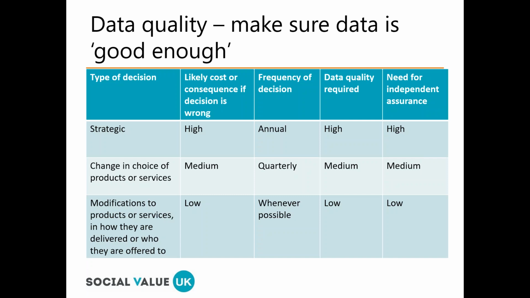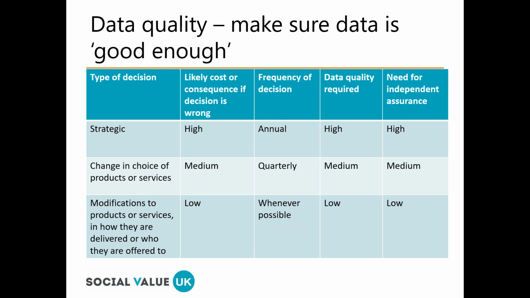But again, thinking about ensuring that data is good enough, it very much depends on the type of decision being influenced. The table in front of you is intended to provide some indicative information as to the types of decision, the frequency of the decision, and the type of data that is required, along with the need for independent and external assurance. If the decision is strategic and therefore likely to be more costly and more impactful, the likely cost and consequence of getting the decision wrong is higher than other decisions, perhaps those changes in how we deliver a service, or the smaller scale modifications to our service delivery.